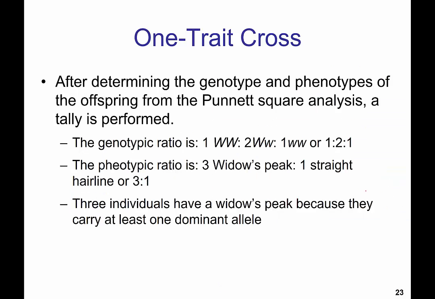Besides doing the phenotypic ratio, we can also do the genotypic ratio. So after determining genotype and phenotypes of offspring from the Punnett square, we can perform this tally. The genotypic ratio is we have 1 homozygous dominant to 2 heterozygous to 1 homozygous recessive. This is a 1 to 2 to 1 ratio. The phenotypic ratio, as we just saw, was 3 to 1, as in 3 widow's peak to 1 straight hairline. And again, the 3 individuals have a widow's peak because they carry at least 1 dominant allele.